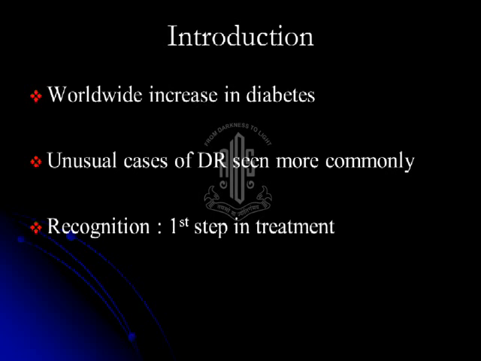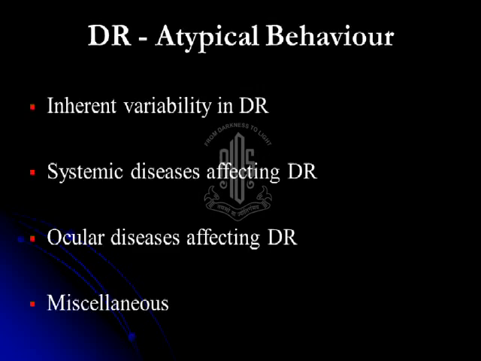And very often it is the recognition of these unusual features which is the first, and very often the most important, step in their management. So this atypical behavior is demonstrated by the inherent variability in diabetic retinopathy itself per se, the various systemic as well as ocular diseases that affect the course of diabetic retinopathy, and other miscellaneous features.